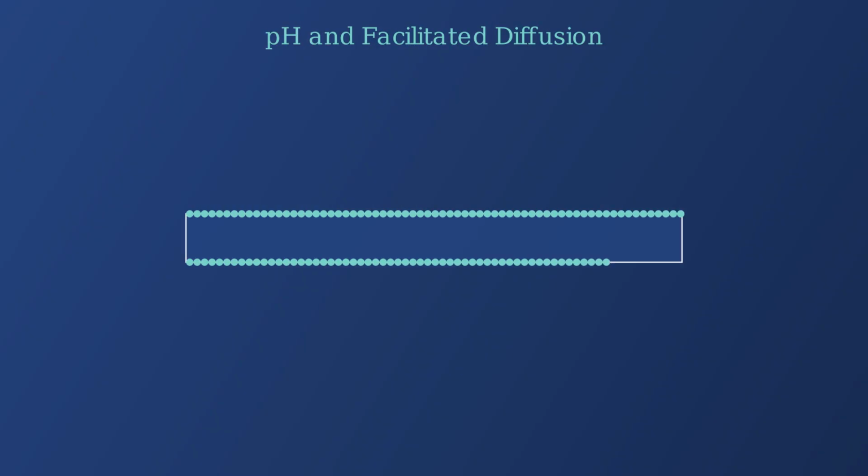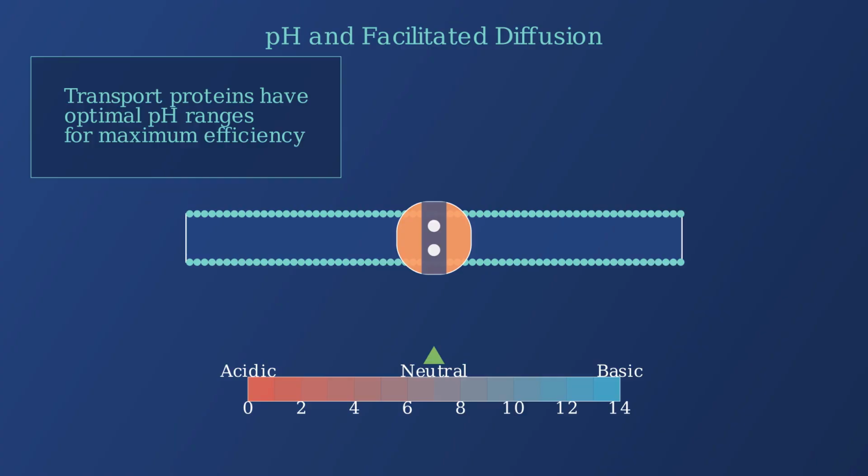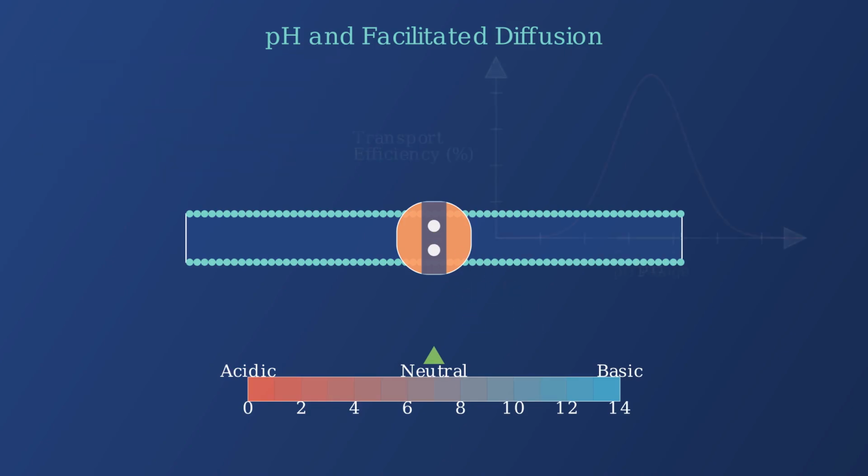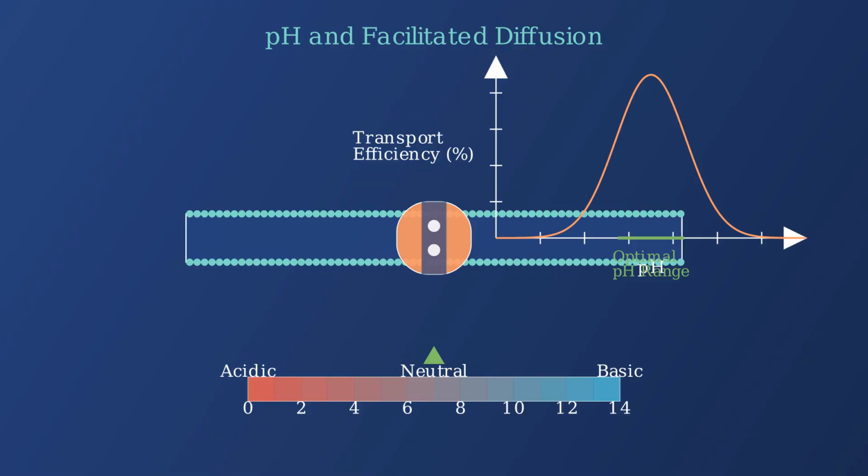pH plays a crucial role in facilitated diffusion by affecting the structure and function of transport proteins. Most transport proteins have an optimal pH range where they function most efficiently. This is typically around neutral pH for many cellular proteins. At optimal pH, the protein's structure allows molecules to pass through efficiently via facilitated diffusion. Transport efficiency follows a bell curve relationship with pH, with maximum efficiency at the protein's optimal pH range.